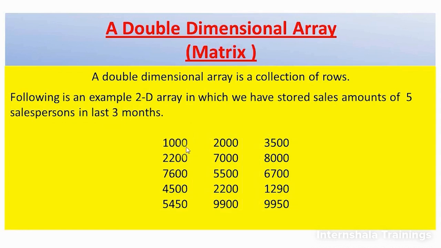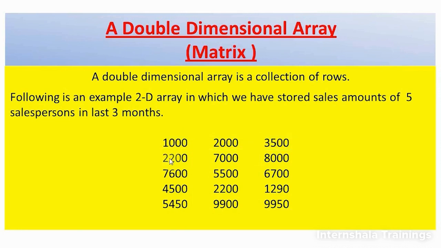Let me tell you, this is the value 1000 in this double dimensional array. As per this example, I would say that this is the sales amount of the first salesperson in the first month. This is 2000. In other words, this is the element pertaining to the first row, second column. So what is this element? In this example, this element depicts the sales amount of the first salesperson in the second month. 3500 is the sales amount of the first salesperson in the third month.